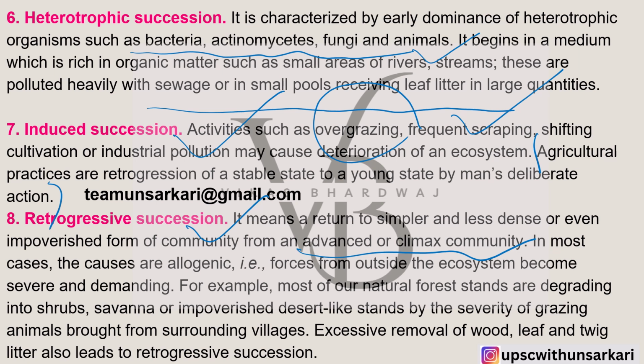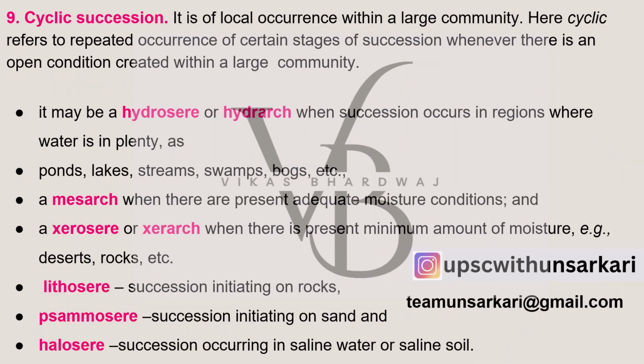In most cases, the causes are allogenic. The forces from outside the ecosystem become severe and demanding. For example, most of our natural forests are degrading into shrubs, savanna, and impoverished desert-like stands by the severity of grazing animals and by unplanned urbanization. Removal of wood, leaf, twig, and litter also leads to retrogressive succession. That is why we say no human activities are allowed in certain areas. There are reserve forests and national parks, whereas in wildlife sanctuaries and certain other areas there is only limited human intervention.